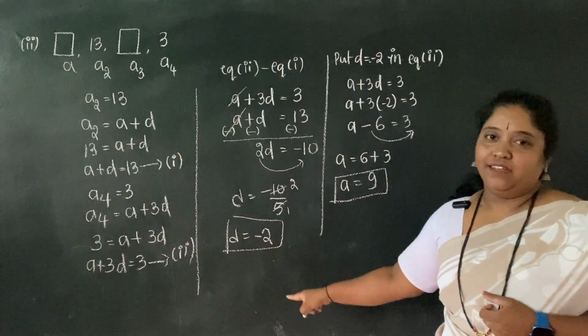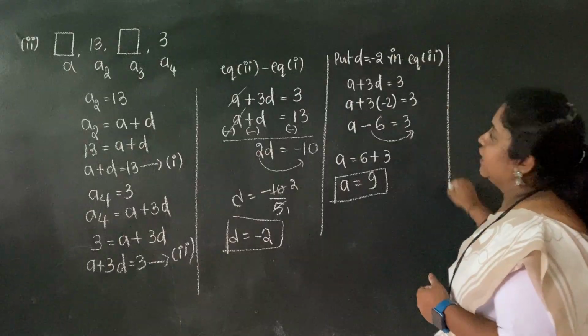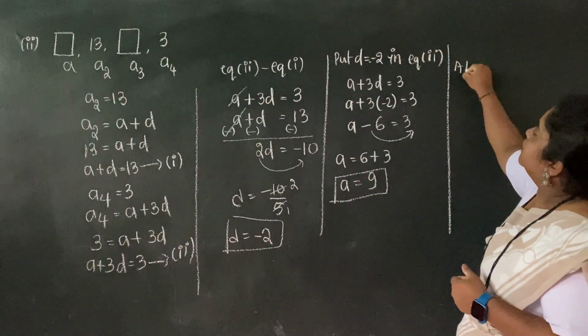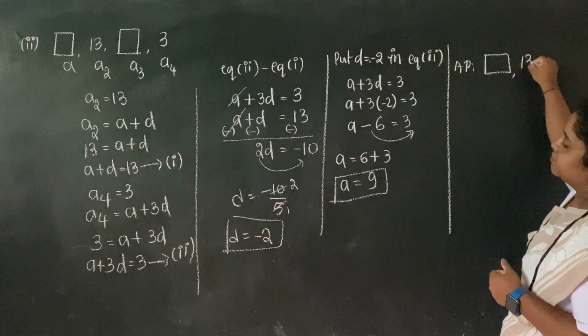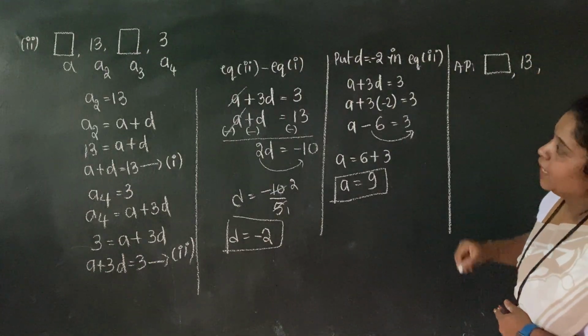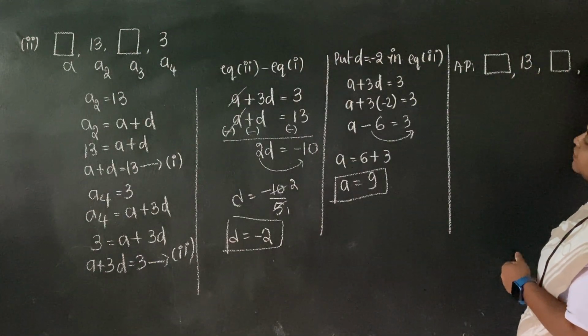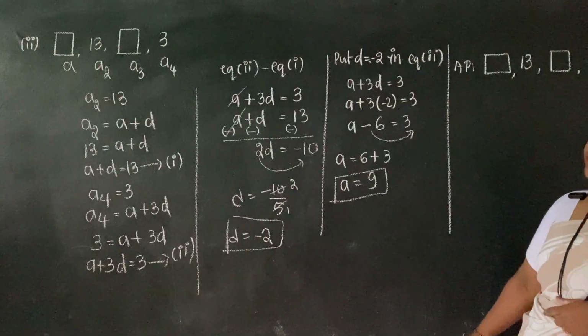Okay, I got both the values. A is equal to 9, D is equal to minus 2. See how the AP is going to be. The question was box, comma, 13, comma, box, comma, 3, isn't it? Just look at the board.